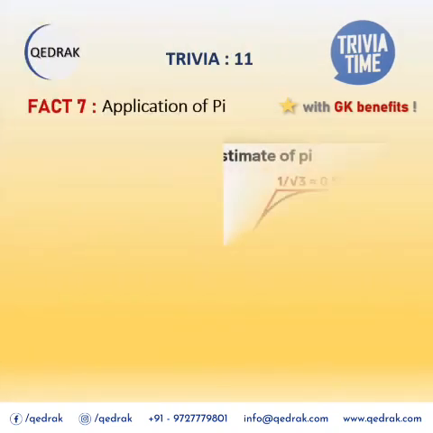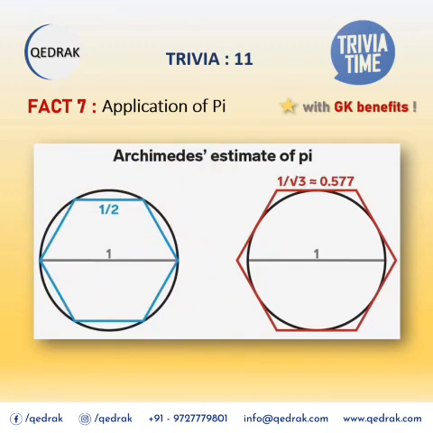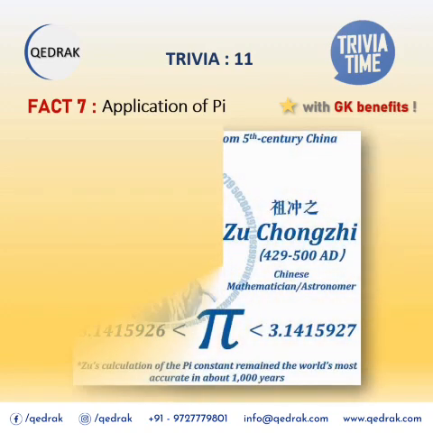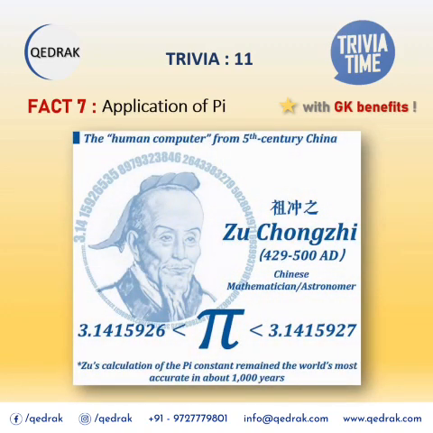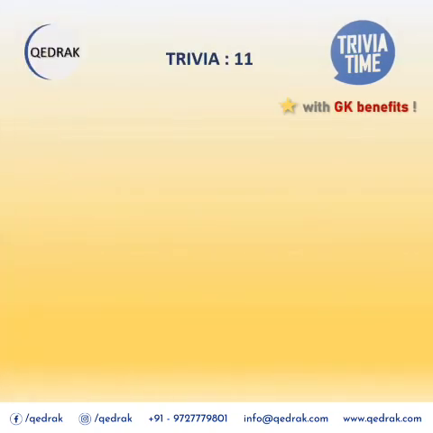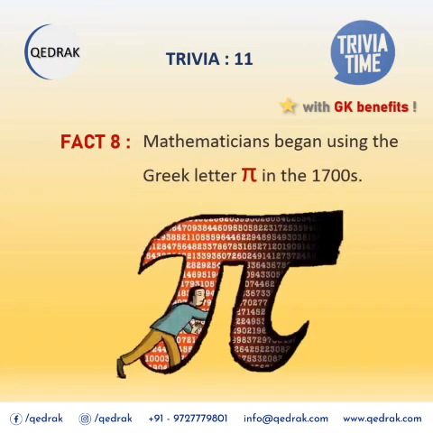The first calculation of pi was done by Archimedes of Syracuse, around 287 to 212 BC, and he was one of the greatest mathematicians of the ancient world. A similar approach was also used by Zhu Zhongzi, a brilliant Chinese mathematician and astronomer who calculated the value of the ratio of the circumference of a circle to its diameter to be 355 by 113. Mathematicians began using the Greek letter pi only in the 1700s.